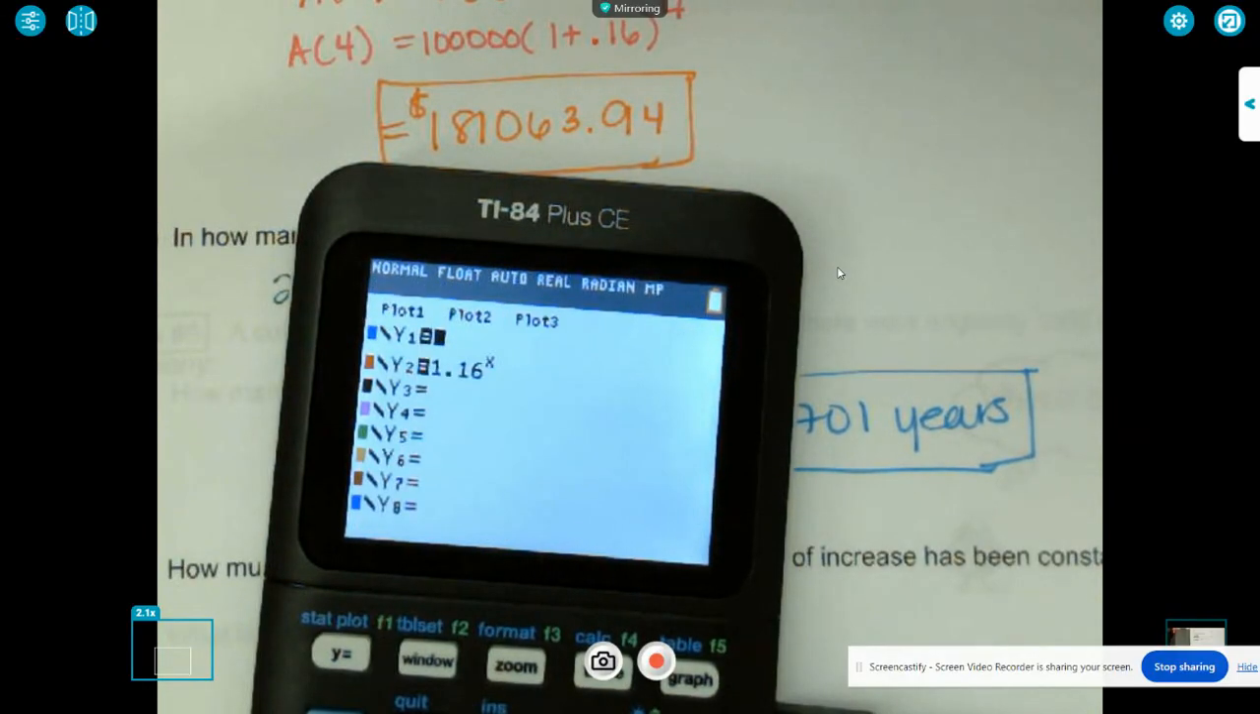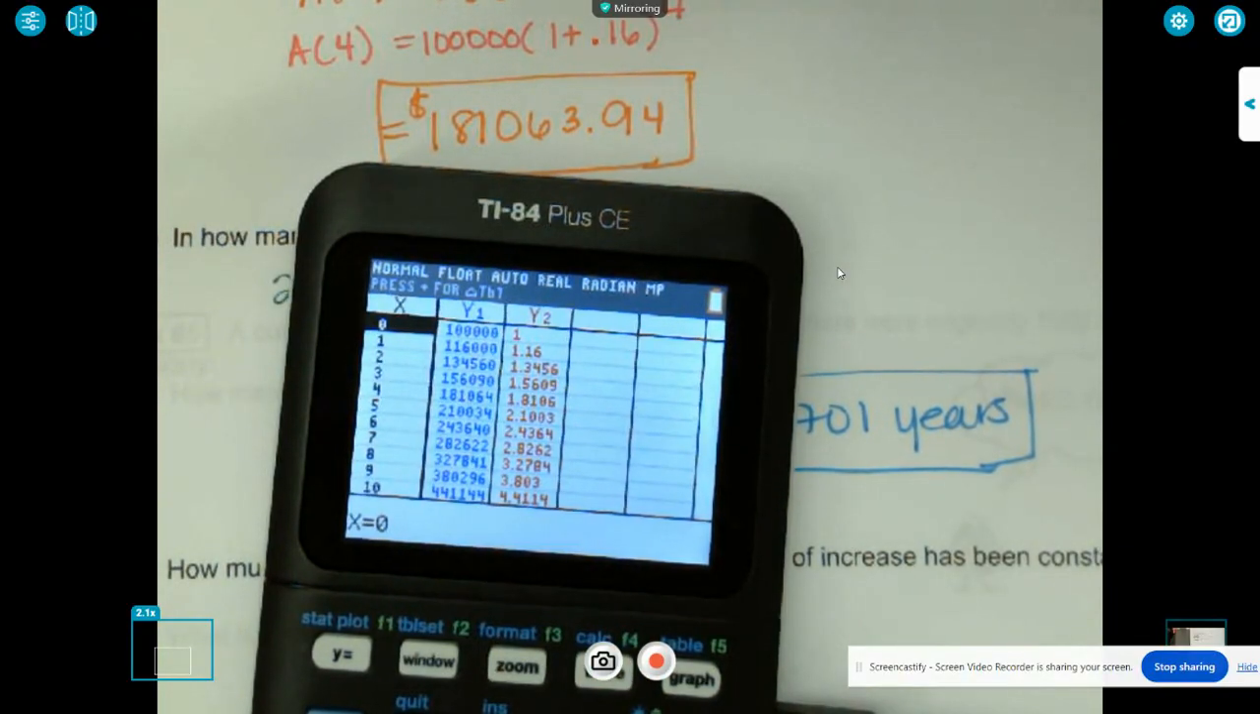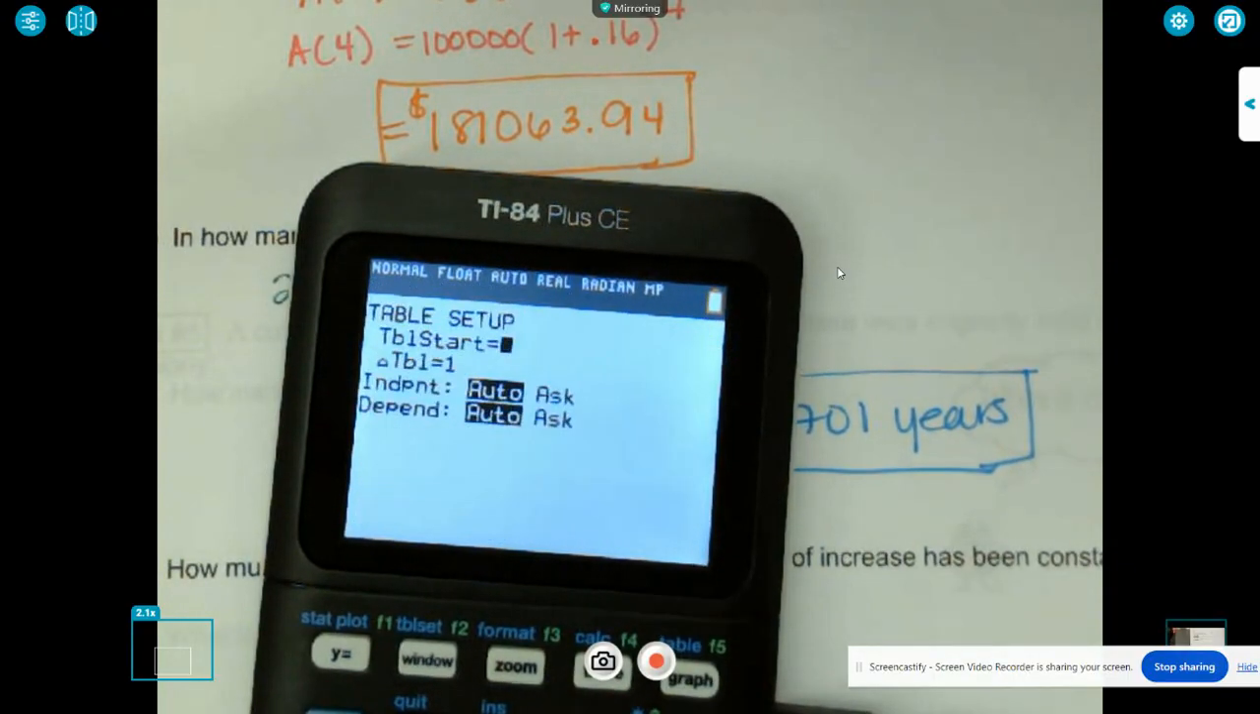How do I put my initial amount? Let me take this out. How do I put the 100,000, 1.16 to the x? Okay. How do I put that in there and hit the table? I wanted it to reach 200,000. So if you look here and here, again, you can tell 200,000 is between 181,000 and 210,000. So it's somewhere between 4 and 5. Now I can change my table to go in increments of like 0.1.